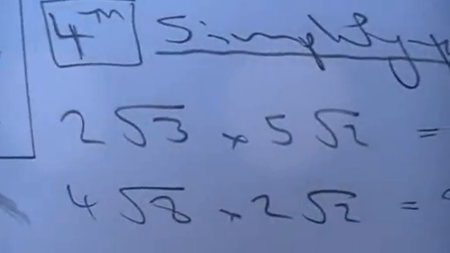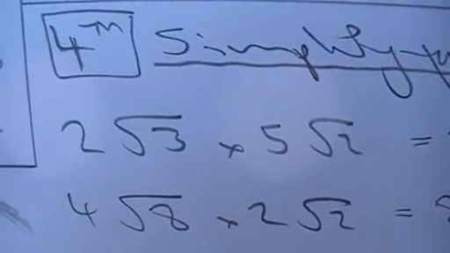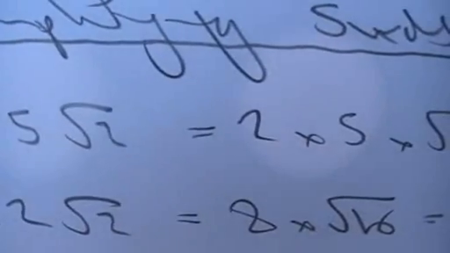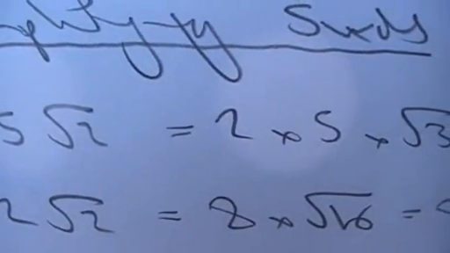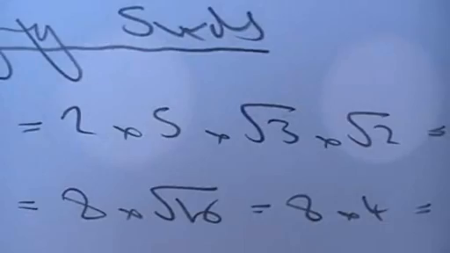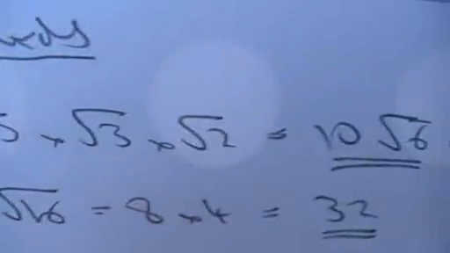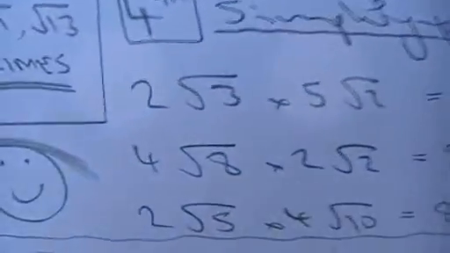Similarly, this one, you would do 4 times 2 to get 8, and 8 times 2 to get root 16. Are you going to stop there? No, because root 16 is a square number and is actually 4. So it becomes 8 times 4, which is 32. My age, yay. I've got younger in isolation.